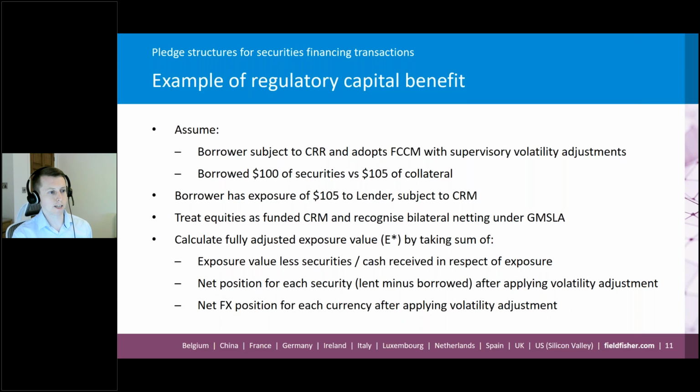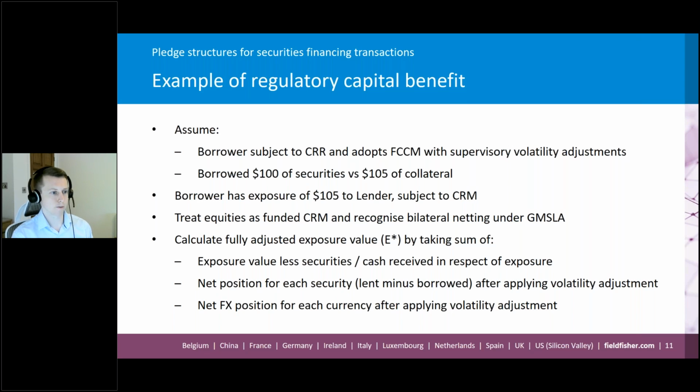And you have to look at this for each type of security, including the collateral that's part of the closeout netting arrangements. In this case, the borrower would have a position in the loaned equities, and it would also have a position in any non-cash collateral. And then you apply the volatility adjustment set out in CRR to that net position in each security. There are also adjustments that need to be made if there are FX mismatches, but for the purposes of this example, we'll just ignore those and treat everything in dollars for simplicity.